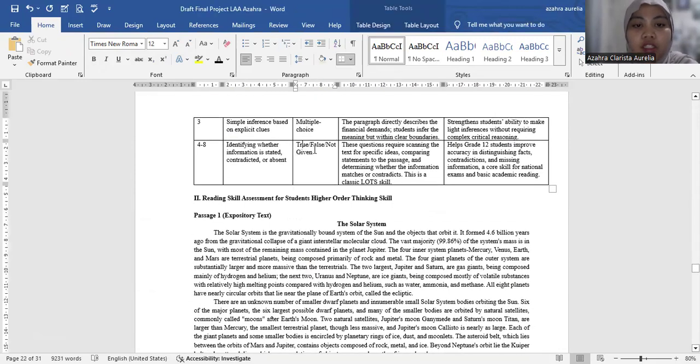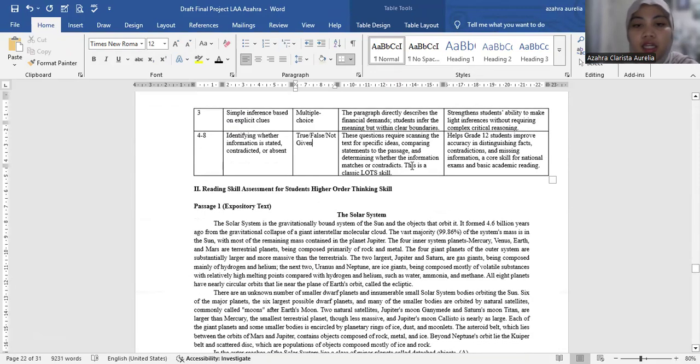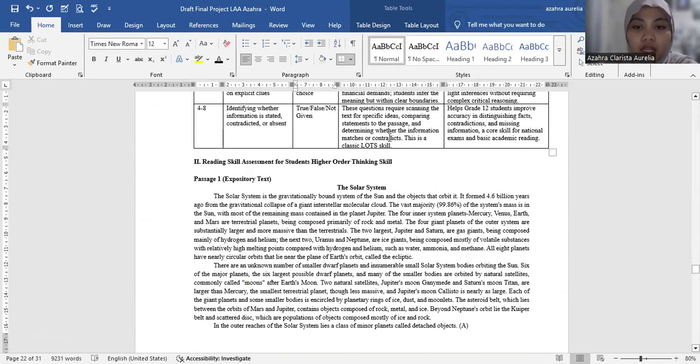I choose this type of question because it requires scanning text for specific ideas, comparing statements to the passage, and determining whether the information matches or contradicts.